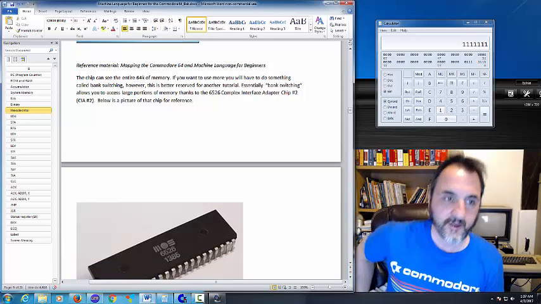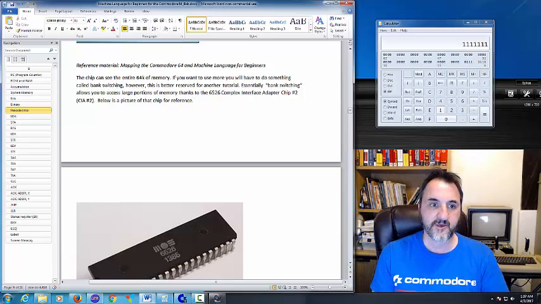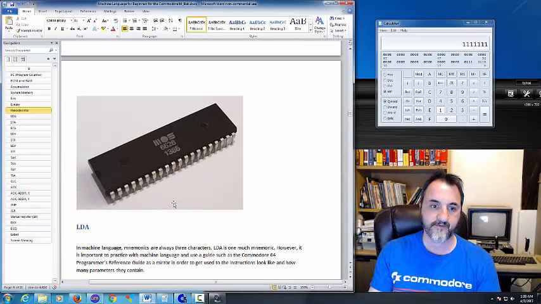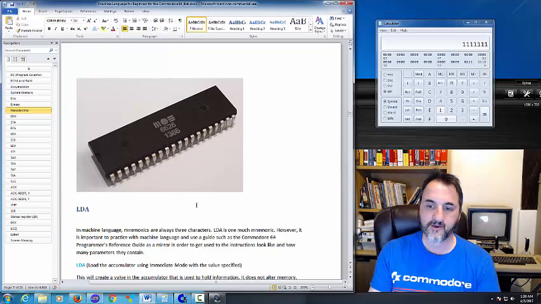Okay, so back to some more chips. The chip can see the entire 64K of memory. If you want to use more, you will have to do something called bank switching. However, this is better reserved for another tutorial. Essentially, bank switching allows you to access large portions of memory thanks to the 6526 Complex Interface Adapter chip number 2. CIA number 2 below is a picture of that chip for reference. So here's the CIA number 2 chip, as it would look if you looked in your computer.